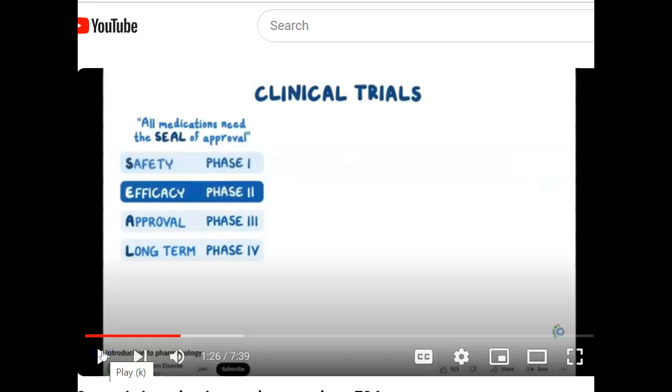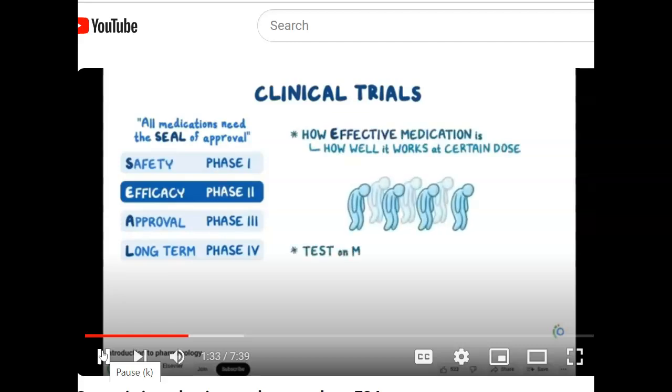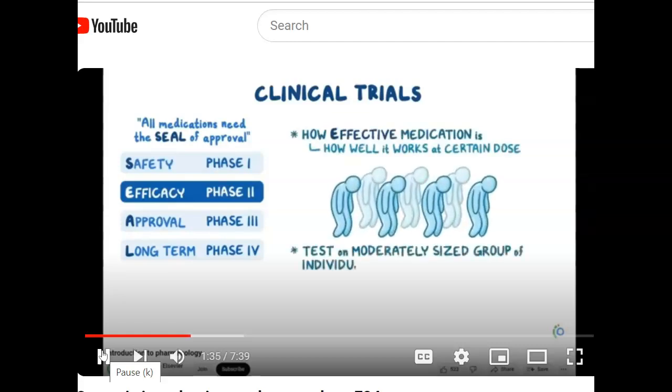This is for review. I am not going to ask you any questions on your exam about the phases of clinical trials. Phase 2 trials aim to find out more about how effective the medication is or how well it works at a certain dose. This is done by testing it on a moderately sized group of individuals affected by the condition in question.